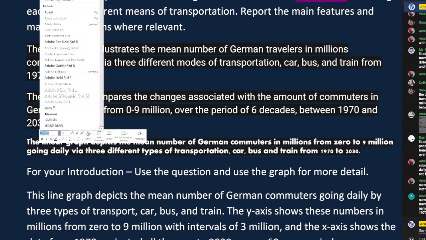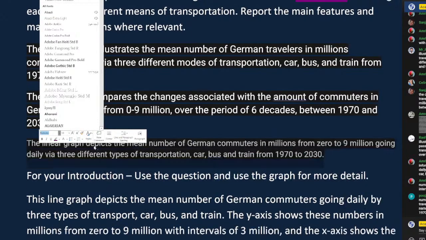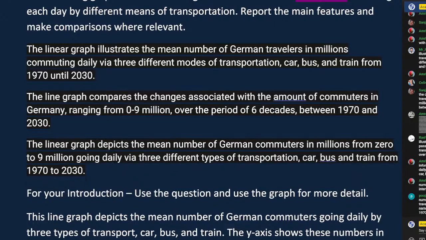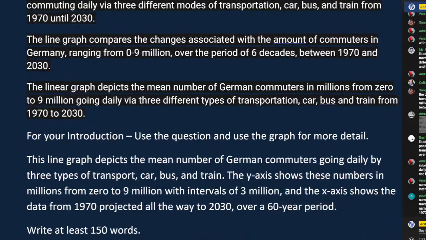Okay, so a bit of feedback. I won't be able to get to everybody, but I'll take a look at a couple. So the linear graph is okay, but everybody should know that it's a bit better to say line graph. A linear graph is not necessarily this type of graph. This graph does fall under the linear graph category, but there are more types, okay?